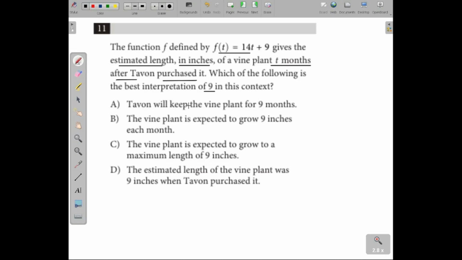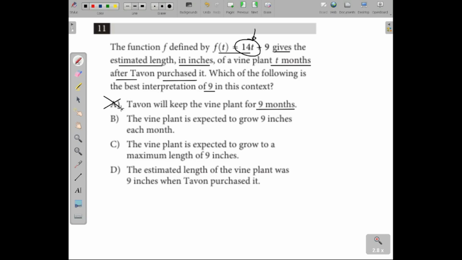So for A, Tavon will keep the vine plant for 9 months. Well, if we look at the function, it gives the estimated length in inches, so it cannot be associated with time. If we look closer, in this 14t, t stands for the months. This term, yes, it's associated with time, but not 9, so it cannot be A.